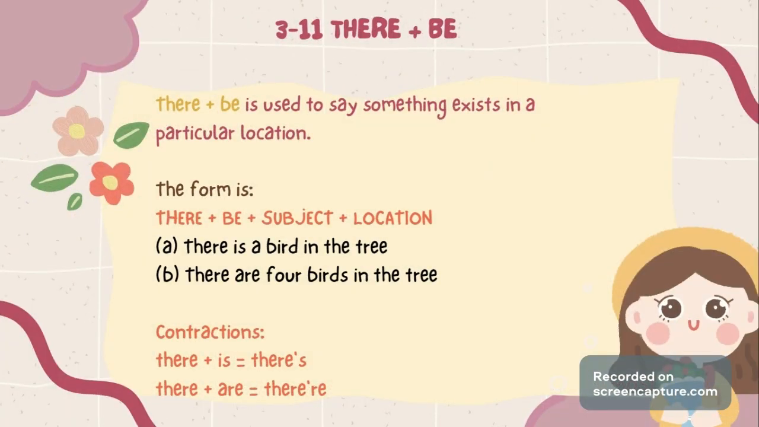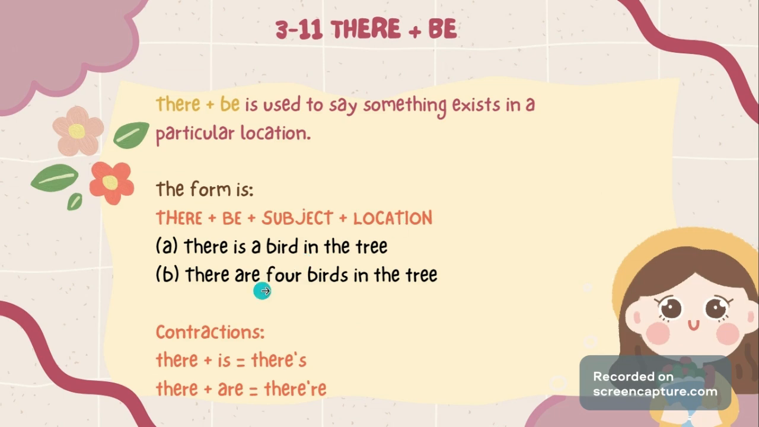Next, there plus be. There plus be is used to say something exists in a particular location. The form is there, be, subject, location. Example: there is a bird in the tree. So the be is is, the subject is a bird, and the location is in the tree.